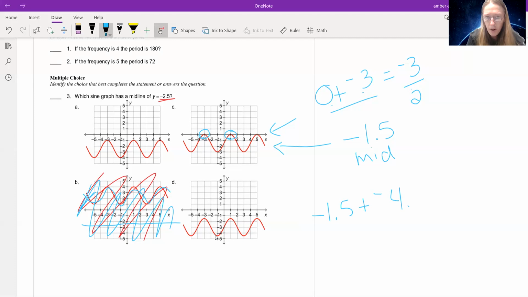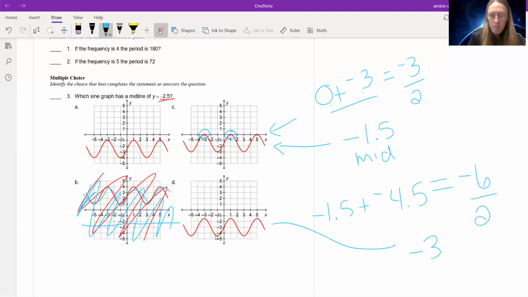There's a 5 in there somewhere. It's there. All right, when I add them together, I get negative 6. I'm going to divide that by 2. There's a 2 in there. That will give me negative 3.